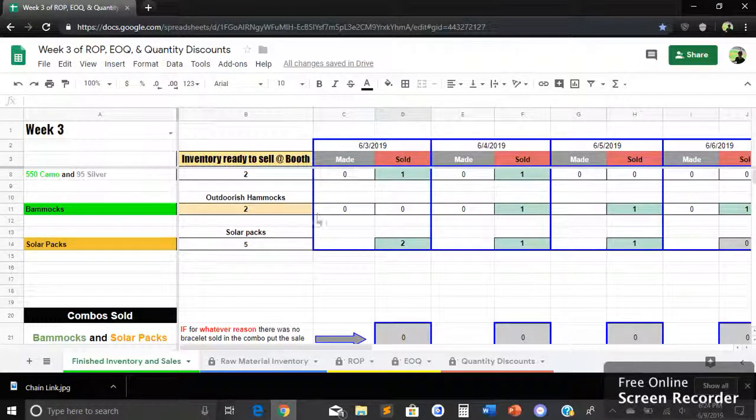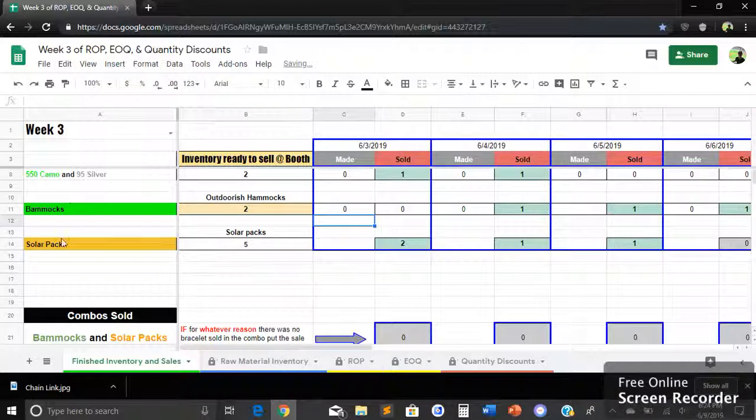So that basically helps us to know what we're doing with our inventory at the booth when it's sold and when it's made, so that we can always stay on track. So just remember to always use this Google Doc.